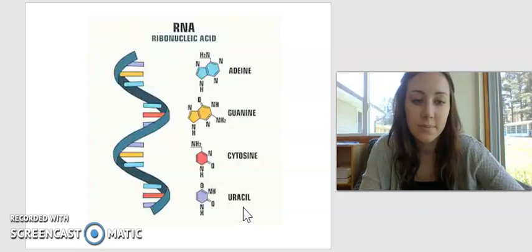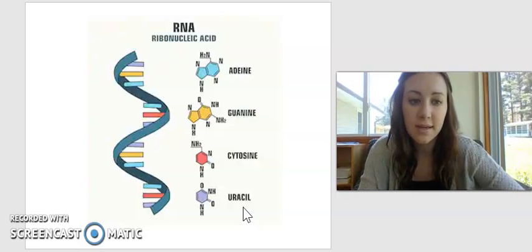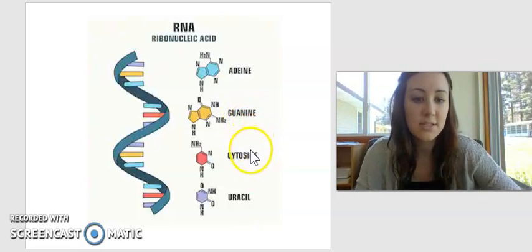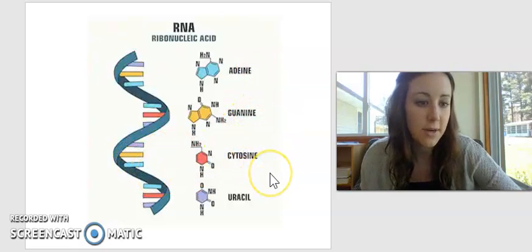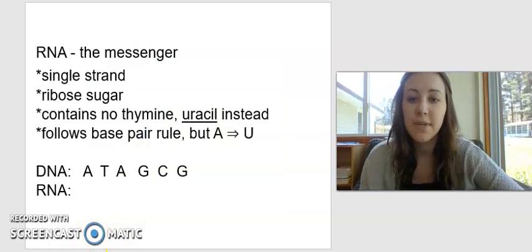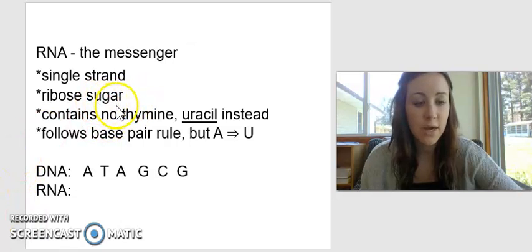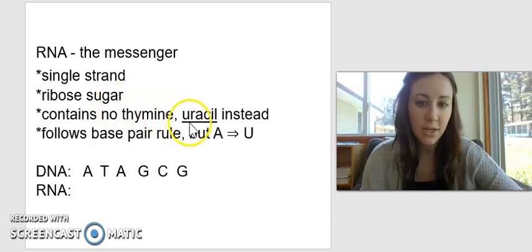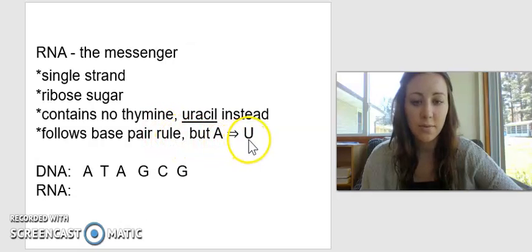Now, adenine is going to pair with U in RNA. So that's something that maybe takes a second to think about. Instead of A and T in RNA, A pairs with U. And then guanine still pairs with cytosine. Everything else is the same except there's no thymine, so adenine is going to have to pair with uracil. You can think of RNA as sort of the messenger. It's single-stranded, it has a ribose sugar instead of a deoxyribose sugar in its backbone, and it contains no thymine, uracil instead. So instead of A and T, A is going to pair with U.